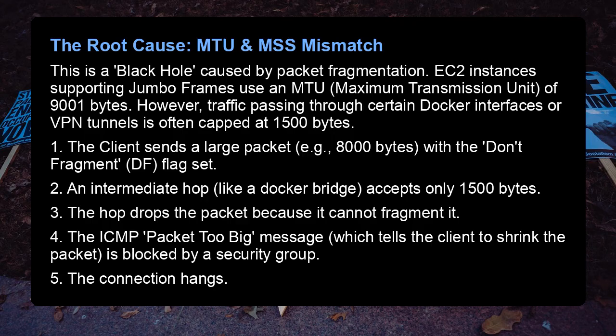1. The client sends a large packet, for example 8000 bytes, with the Do Not Fragment (DF) flag set. 2. An intermediate hop like a Docker bridge accepts only 1500 bytes. 3. The hop drops the packet because it cannot fragment it. 4. The ICMP packet too big message, which tells the client to shrink the packet, is blocked by a security group. 5. The connection hangs.